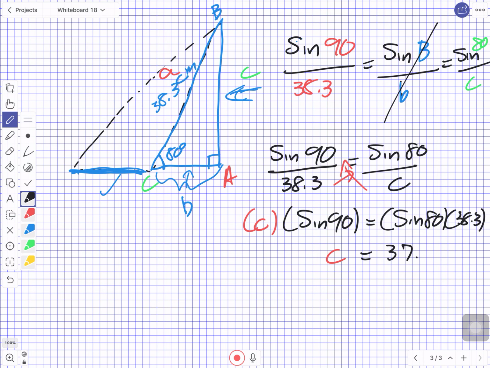37.7? That makes a lot of sense. Because this one's kind of on an angle. This one's straight line, so it'd be a little shorter. Right. And 37 is a little shorter than 38. Okay, logically, that's making sense to me.